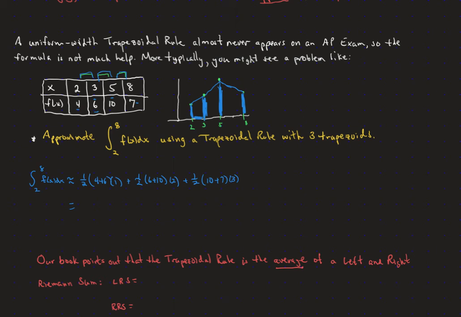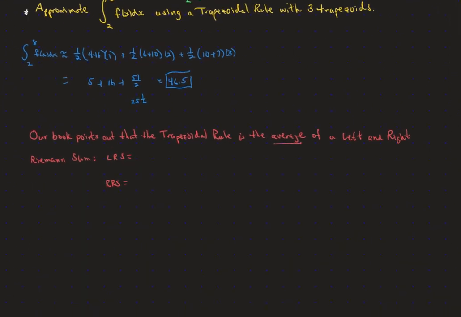So we have half of 10 is 5, half of the 2 is 1, 6 plus 10 is 16, and then this gets a little ugly. We got 17 times 3 is 51 halves. So that's going to be 51 halves, which I'm going to think of as being 25 and 1/2. So that's going to be 5 plus 16 is 21. 21 plus 25 is 46 and a half. That's how you would approximate that integral using a trapezoidal rule. That's a more typical AP style question on the trapezoidal rule.